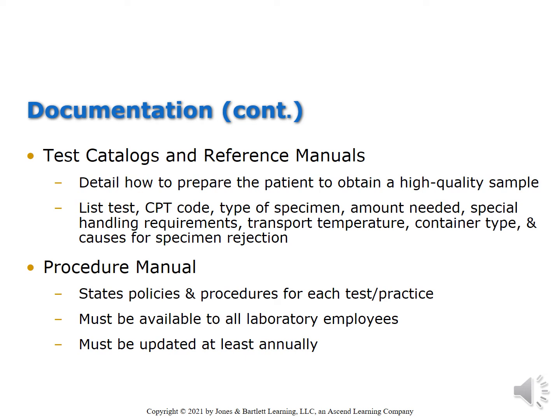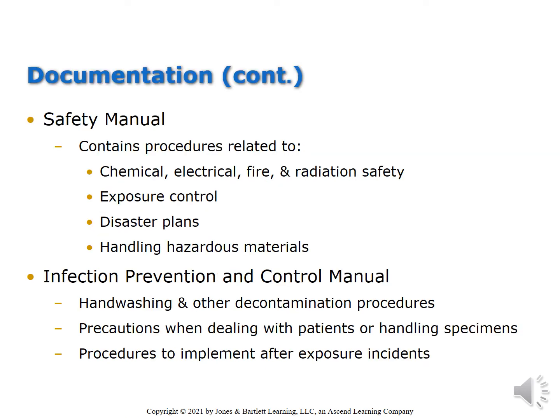The procedure manual states the policies and procedures that apply to each test or practice performed in the laboratory. The procedure manual, or another QA document, must be made available to all employees of the laboratory for standardization purposes. Accrediting agencies such as CAP and TJC demand that this manual be reviewed and updated biannually or every 2 years. Some typical lists can be found in your textbook.